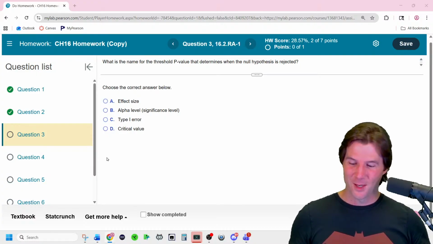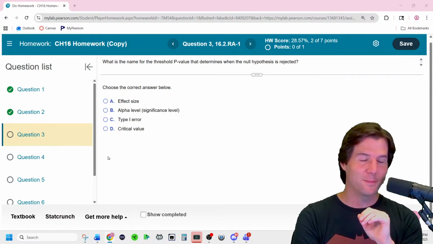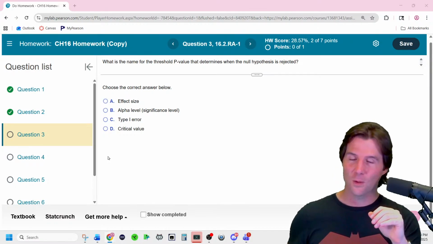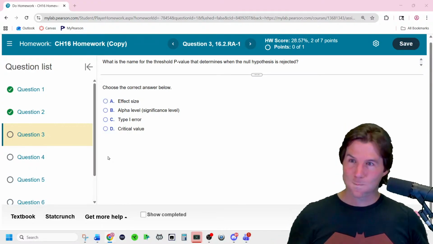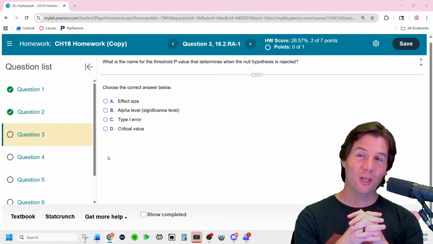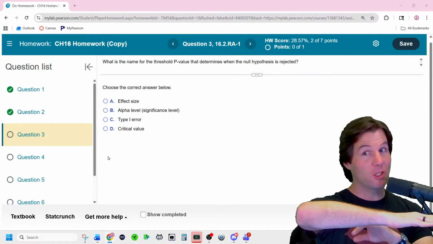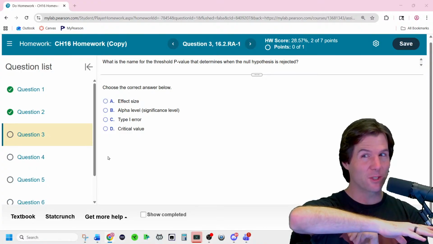So here we are. Let's go take a look right here. What is the threshold by which we reject the null? We were just mentioning this a lot. It's that bar we make, at which any p-value less than this, we reject the null. I'll give the answer in a second. We'll see if anyone in the chat knows it.